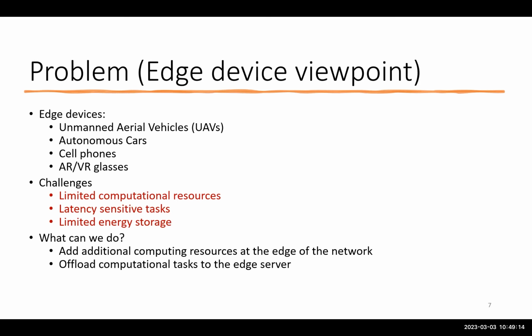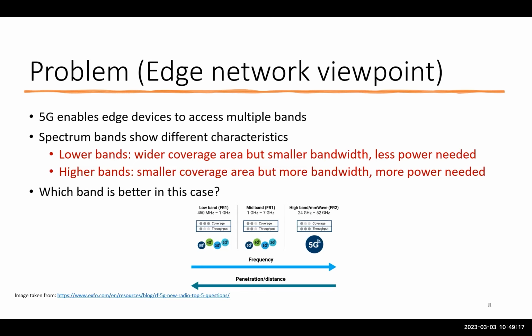But that's not all. If you look at the edge network, or 5G in particular, 5G enables edge devices to access the network through different bands. And each of these bands, the spectrum bands, have different characteristics. Lower bands usually provide a wider coverage, but they have smaller bandwidths. You can also use them while consuming a lower amount of power. They have a lower power consumption.